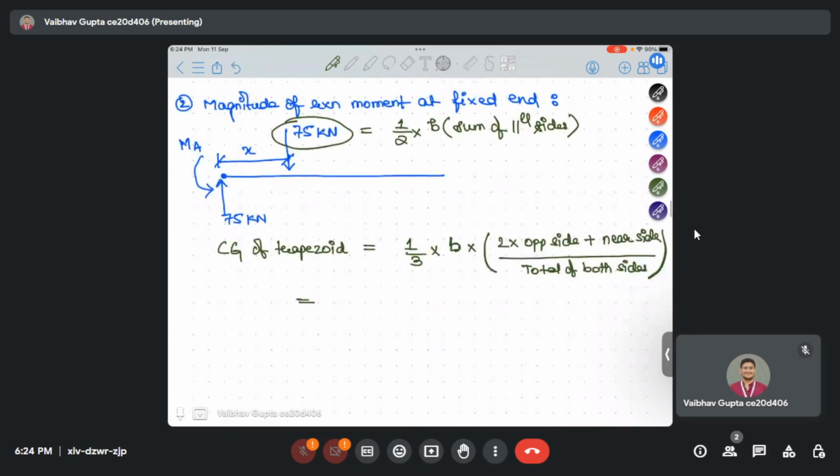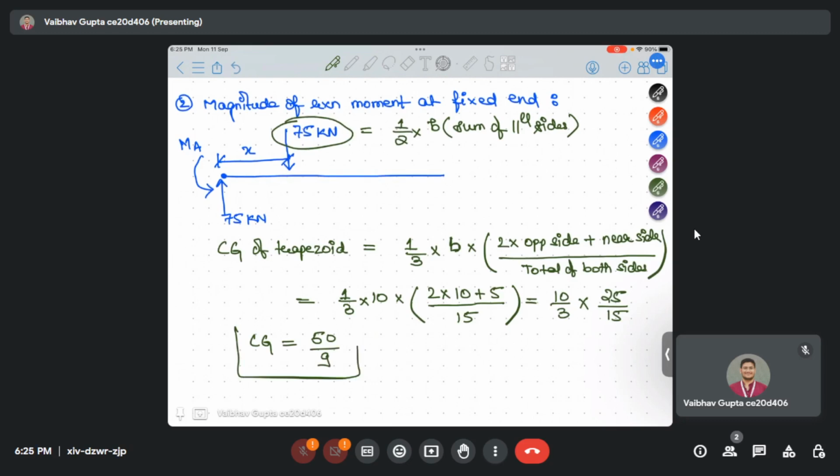So CG will be equal to 1 by 3, B is 10 meter, into 2 into the opposite side, 10 plus 5. The sum will be equal to 15. This comes out to be 10 by 3 into 25 by 15. So CG will be equal to 50 by 9. This CG is X, equal to 50 by 9.